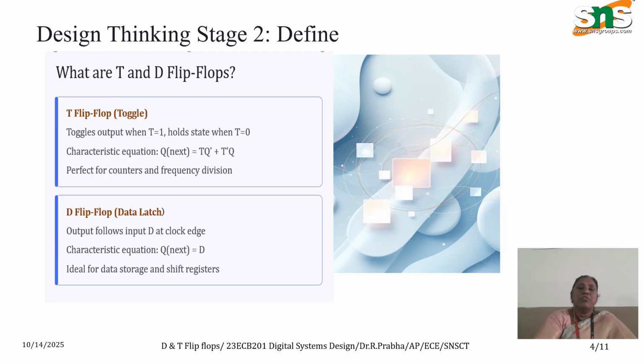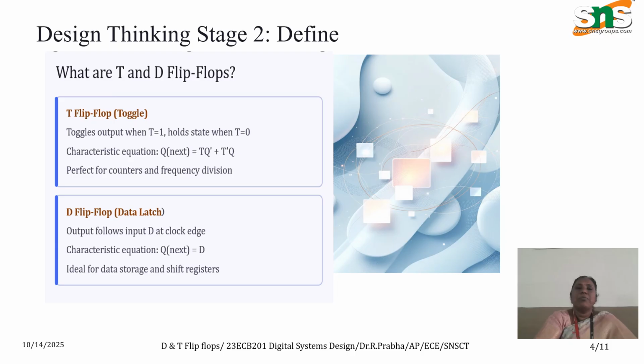Here the T flip-flop is called the toggle flip-flop, and the D flip-flop is called the data latch flip-flop. So the toggle flip-flop, the T flip-flop: when T is equal to 1, it toggles the output, and it holds the state when T value is equal to 0. Its characteristic equation is next state Q next is equal to T Q bar plus T bar Q. And this is perfect for counters and also frequency dividers.